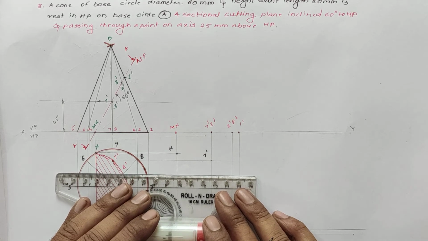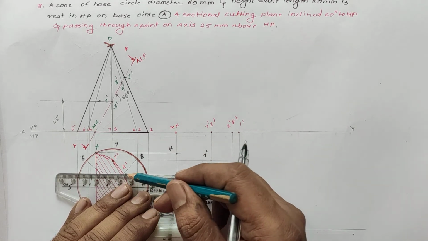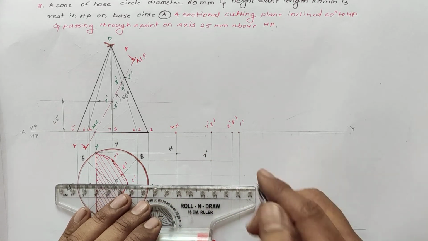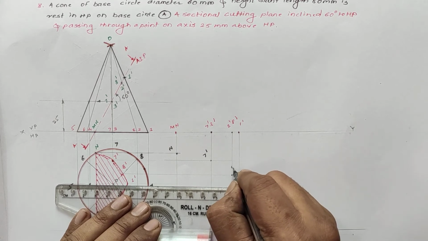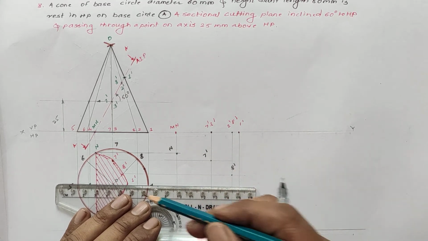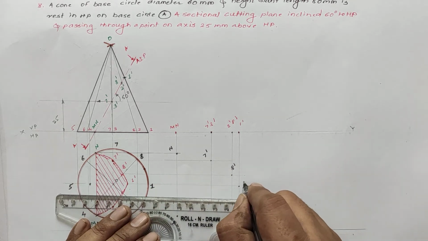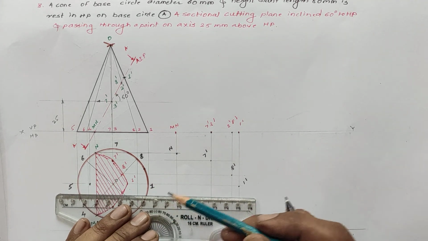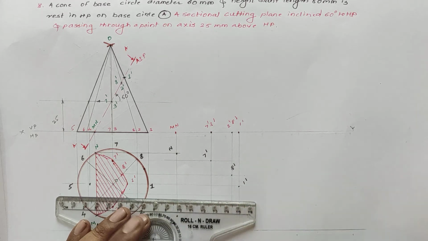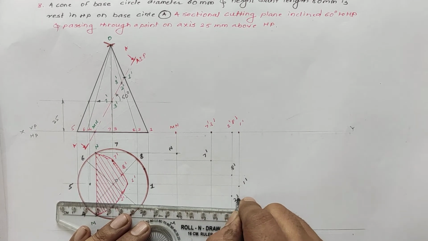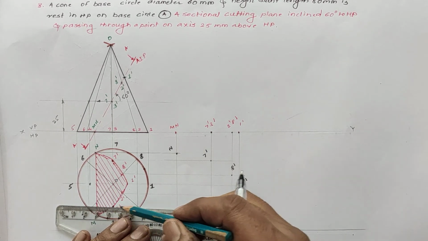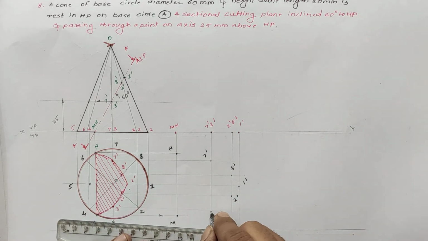Then 8 dash, draw the horizontal faint projection line. 8 dash. Similarly to 1 dash, 2 dash, and finally 3 dash.